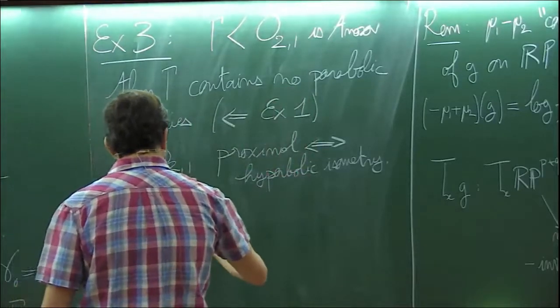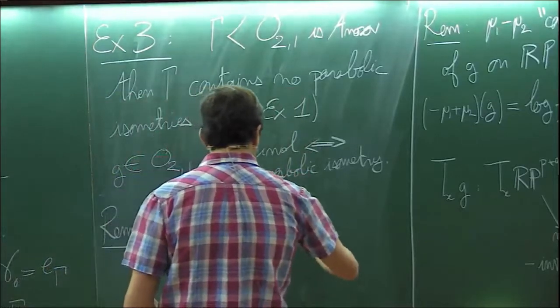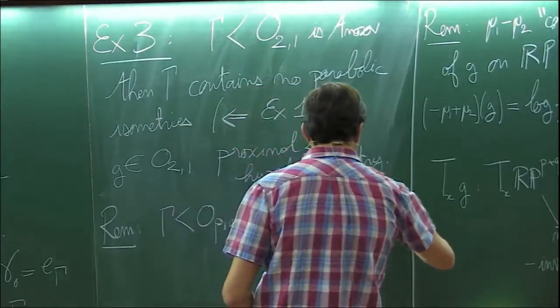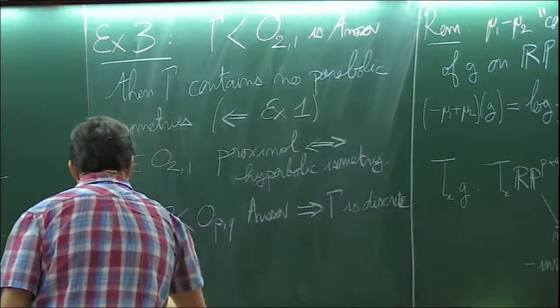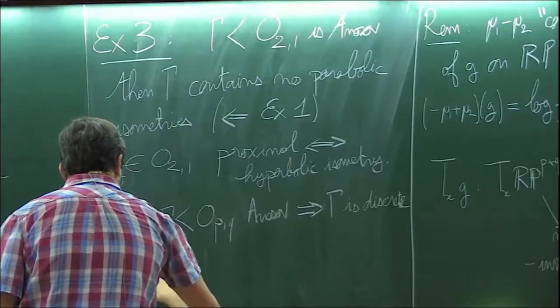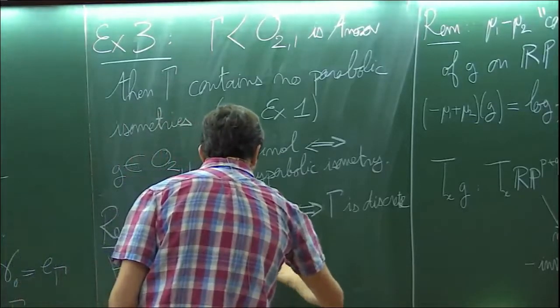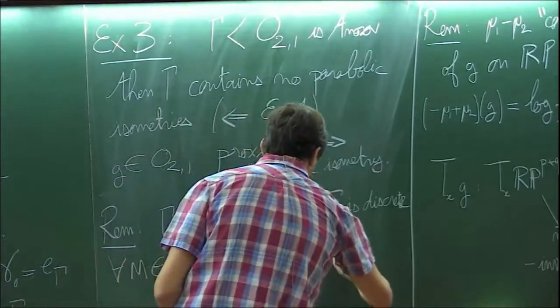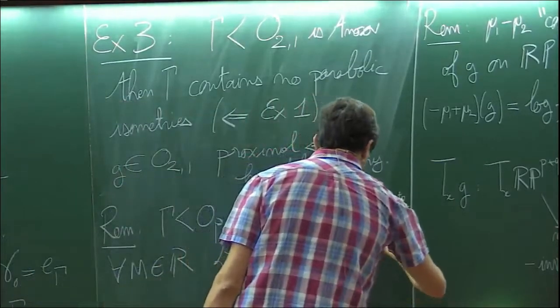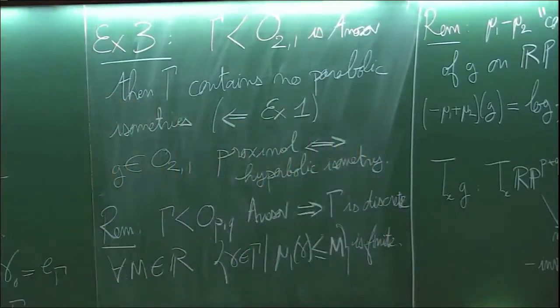So, remark: if gamma in O(p,q) is Anosov, then gamma is discrete, and you check this is because for every M in R, the set of elements of gamma with mu 1 of gamma bounded by M is finite. So this finiteness follows easily from this minoration, because this mu 2 you can just forget it, and deduce that mu 1 is bounded from below by the length metric.